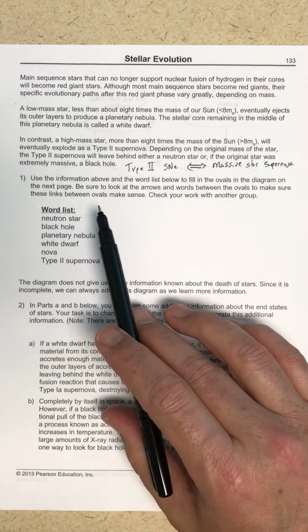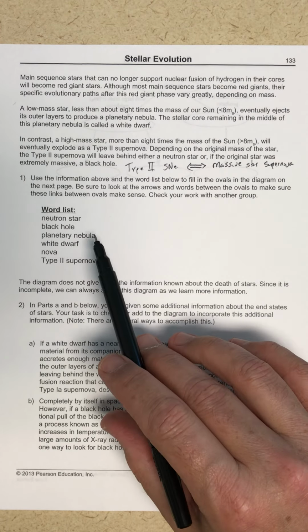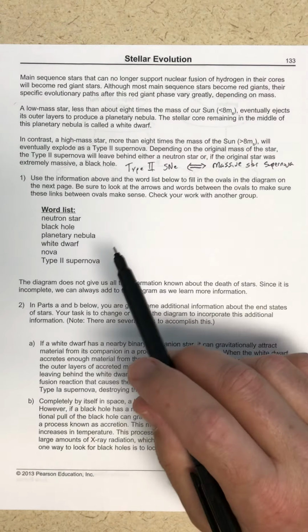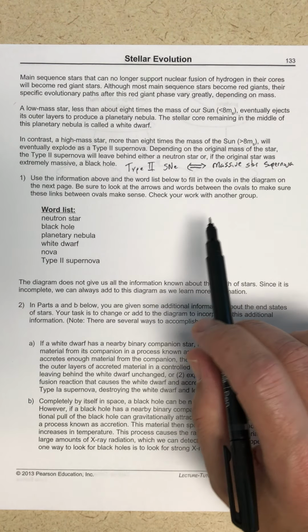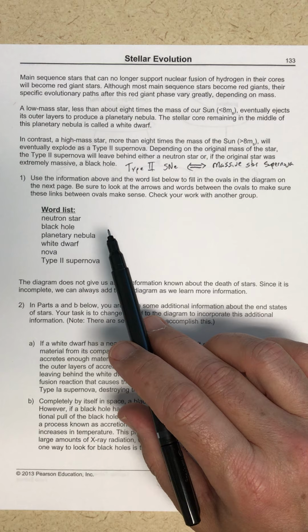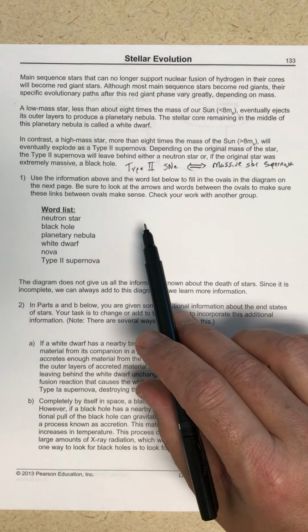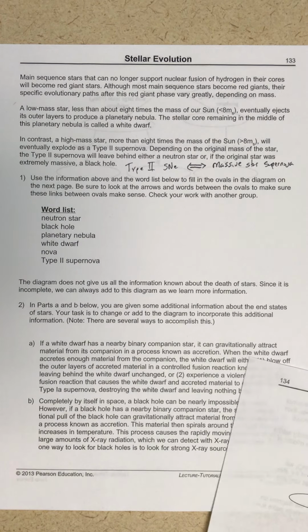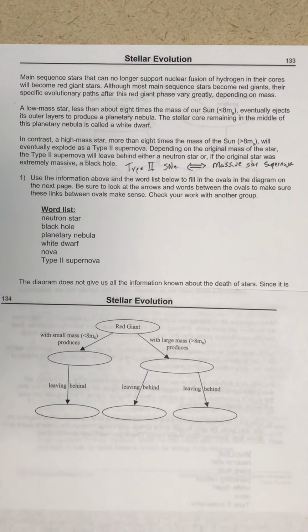Alright, we want to use the information above and the word list below to fill in the ovals in the diagram on the next page. Be sure to look at the arrows and words between the ovals to make sure these links between the ovals make sense. Alright, so let's see how these different words fit in.